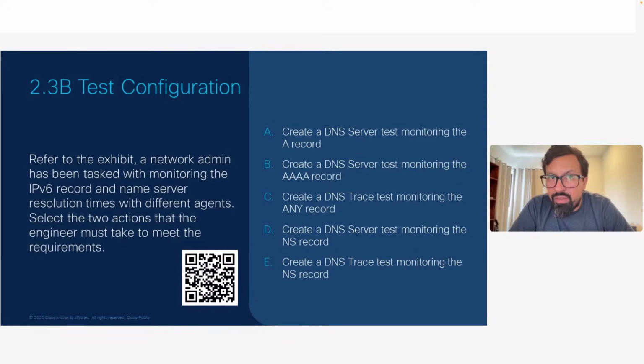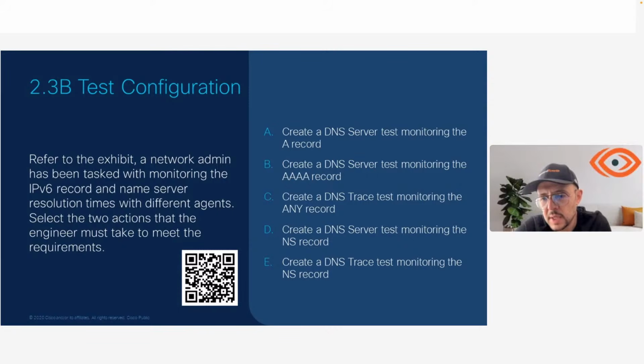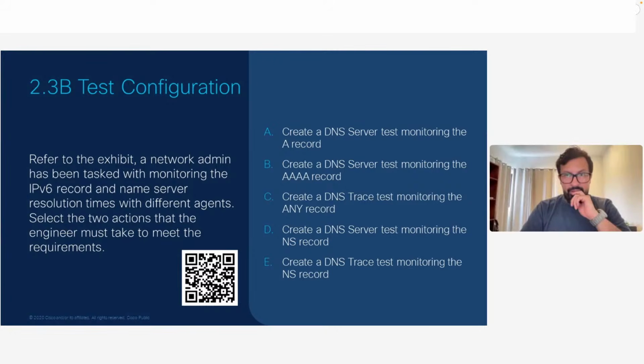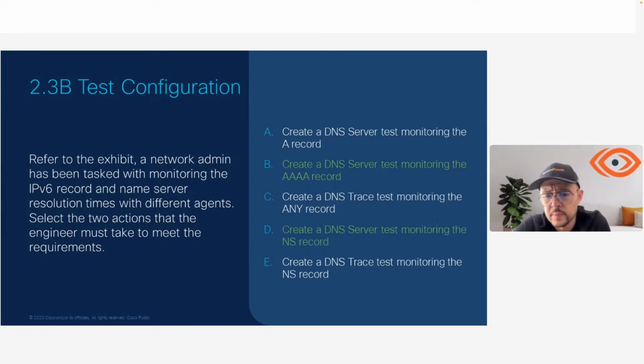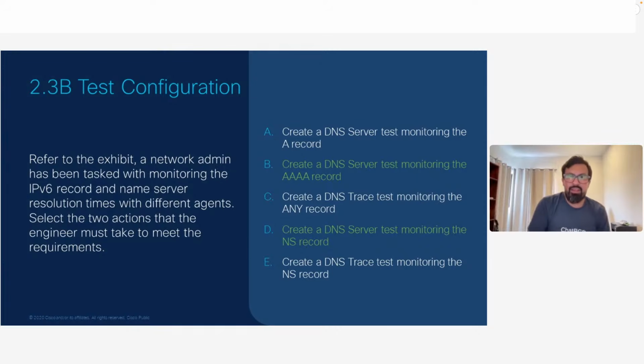Okay, checking out the options, it seems like B is on top. The right option is to create a DNS server test monitoring the A record. All right, let's reveal the answers. The right answers are to create a DNS server test monitoring the quadruple A record, which is for IPv6, and then you would need to create a second test for the NS record. Those are the right answers.